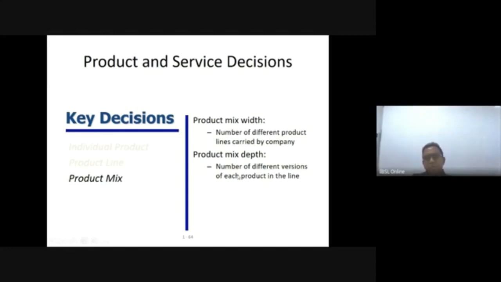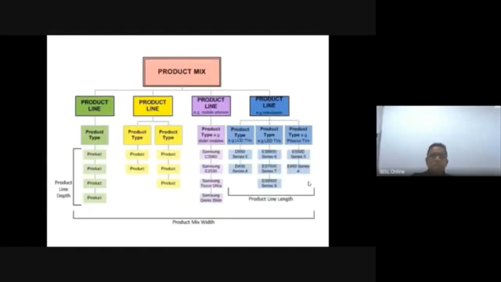Product mix depth is the number of different versions of each product in the line. That's where product line stretching and product line filling come in. Because if you take Lux, you have different versions within the bar soap, or sorry, the solid soap. Then you call the depth deep compared to general banking products. Now this is how it is visually explained.